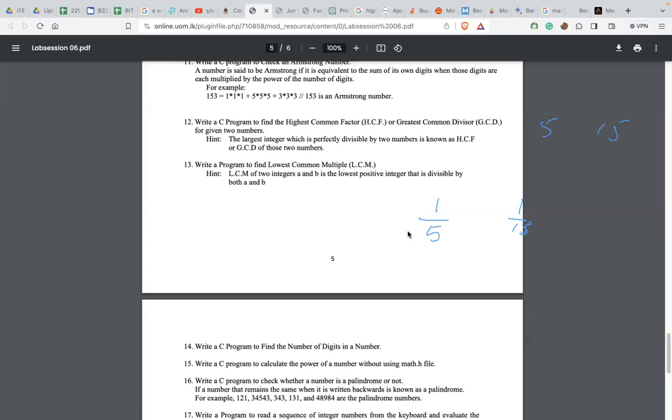Otherwise it cannot be divisible by 5. It should be a multiple of 5. That means according to this, the least common multiple should be 5 and onwards, if we take the number as 5.